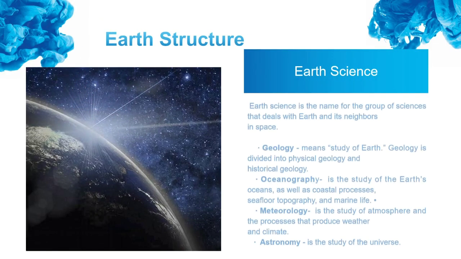The main topic here is the Earth structure. Earth science is the name for the group of sciences that deals with Earth and its neighbors in space. We all know that the neighbors of our Earth are Mercury, Venus, Mars, Jupiter, Saturn, Uranus, Neptune, Pluto, and etc. So now let's proceed to geology. Geology means study of Earth. Geology is divided into physical geology and historical geology.